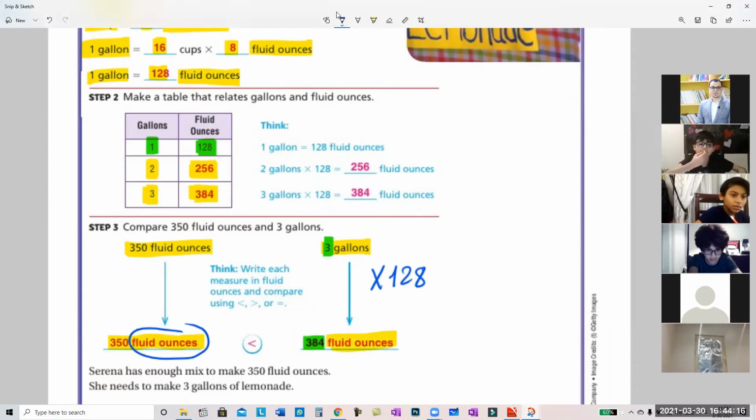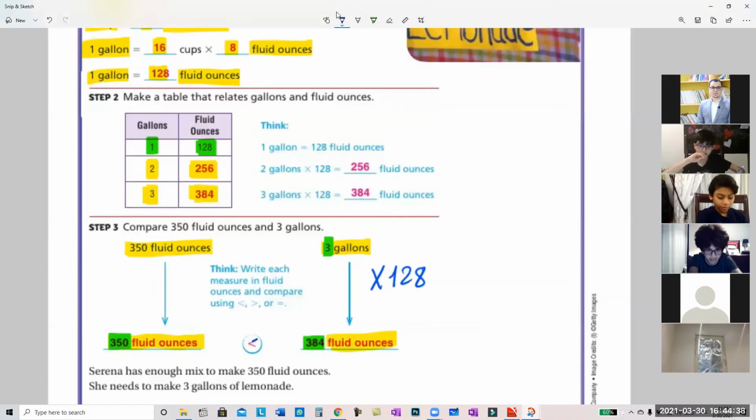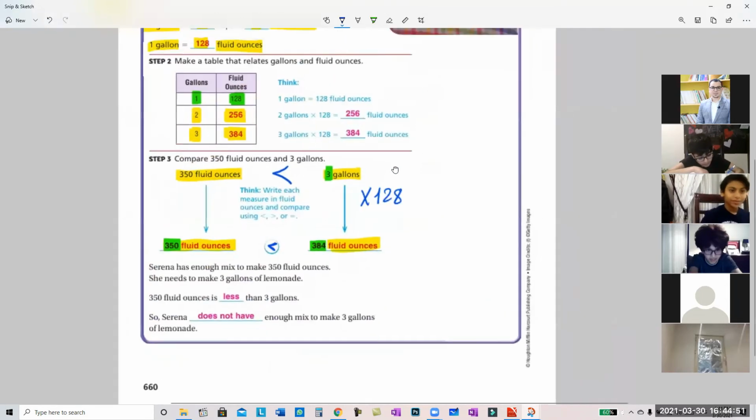As we see here, we have the same unit on both sides. We have fluid ounces here and fluid ounces here, right? So in this case, forget about the units and let's compare the numbers. We have 350 here and 384 here. Which is greater, 350 or 384? 384. Yeah, great. So in this case, we can say 3 gallons is greater than 350 fluid ounces. Okay, guys, write this and then we're gonna move to the next page.